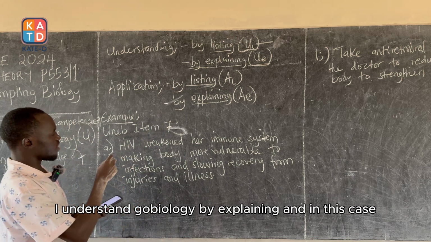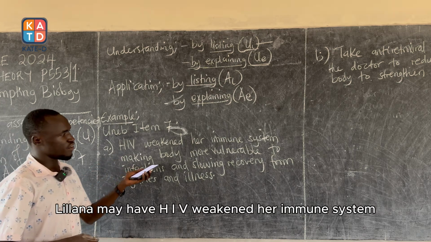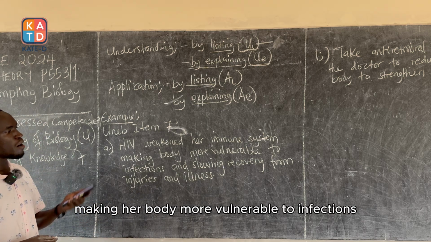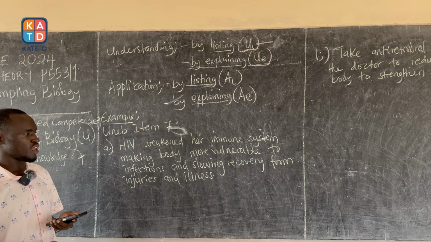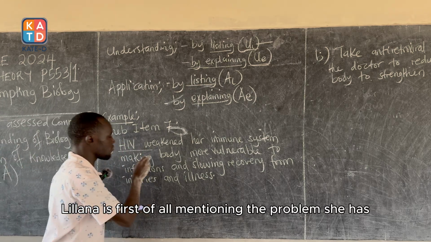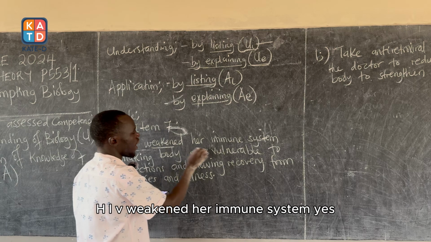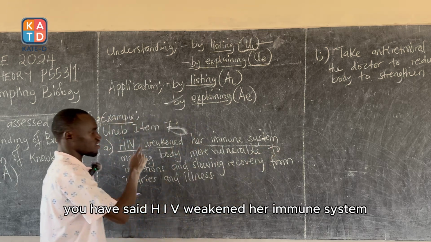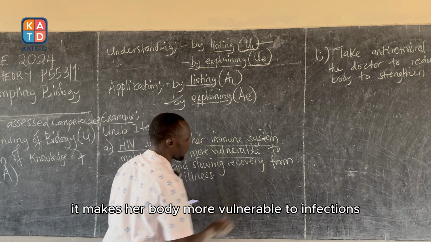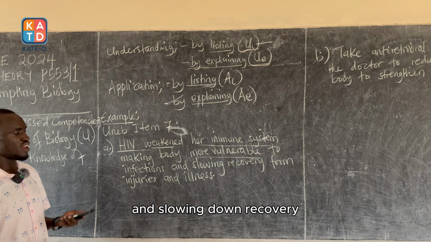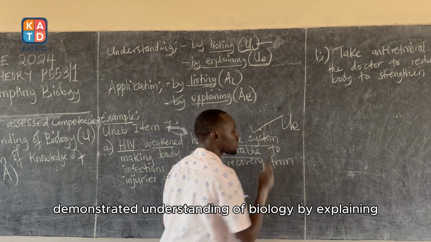And in this case, I've given you a sample response. A learner may say HIV weakens her immune system, making her body more vulnerable to infections and slowing recovery from injuries and illness. In this case, the learner is first of all mentioning the problem she has. The problem is HIV. What did HIV do? HIV weakened her immune system. Yes, you have said HIV weakened her immune system, and so what? It makes her body more vulnerable to infections and slows down recovery. This learner will be marked as a learner who has demonstrated understanding of biology by explaining.